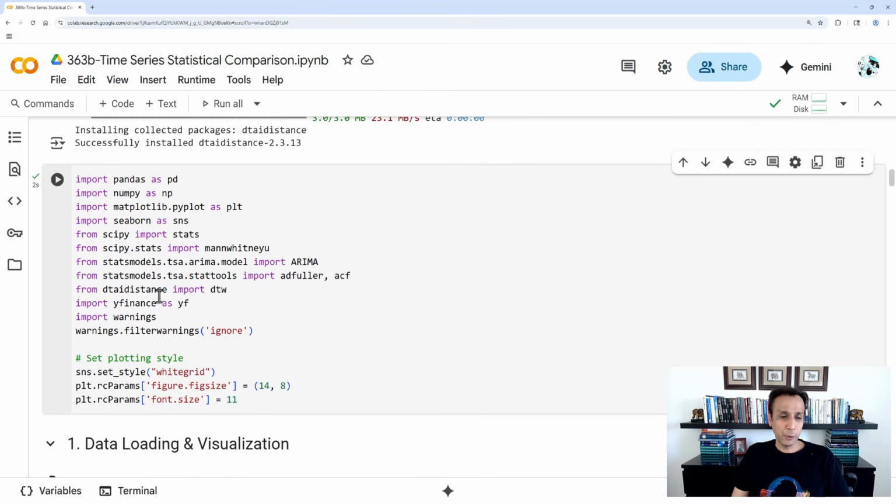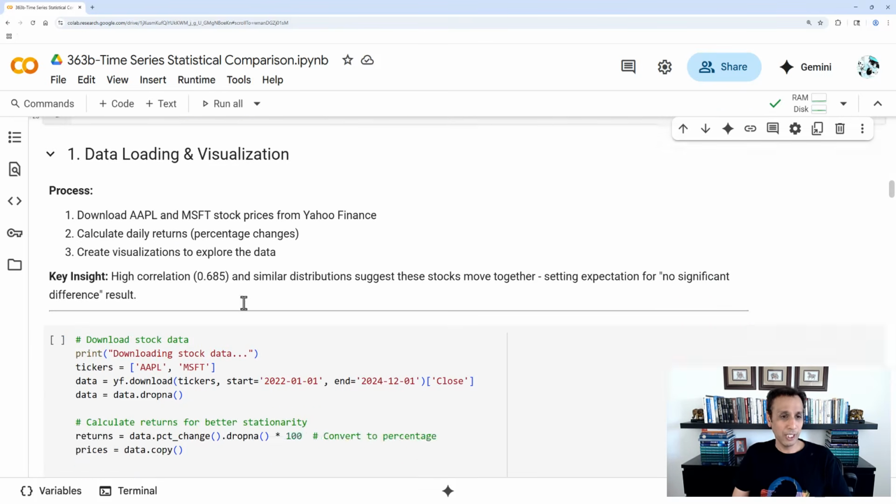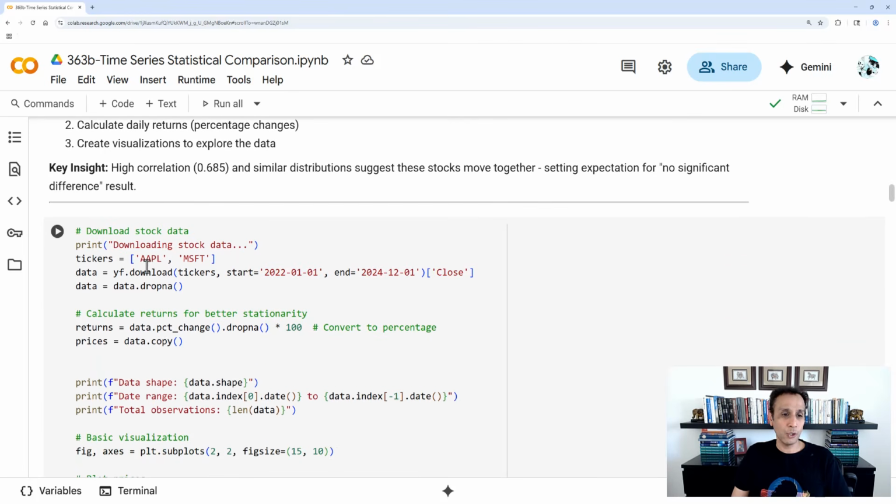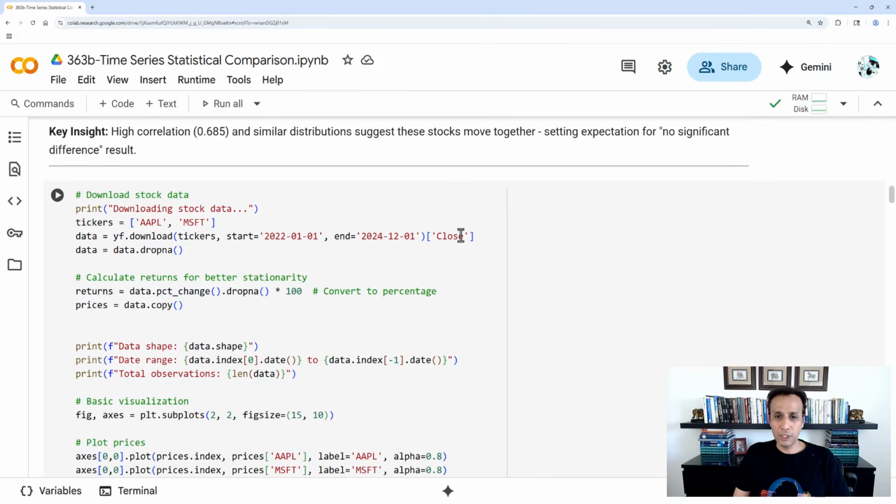And for DTW, I'm using the DTAI distance library. I just mentioned it. Okay, let's go ahead and download the data. So I am downloading Apple and Microsoft right here, between January 1st, 2022 and the end of 2024. And we are going to look at the close.